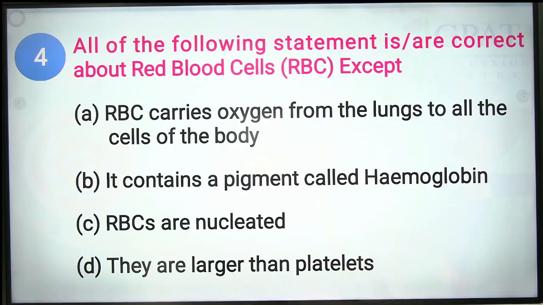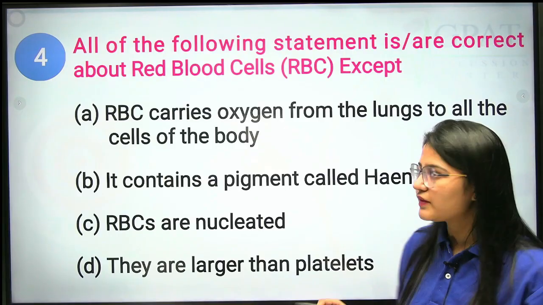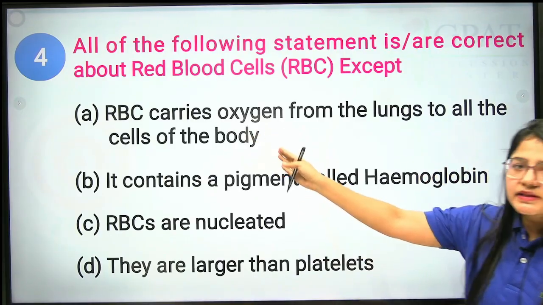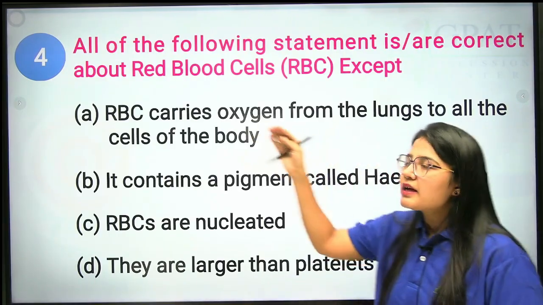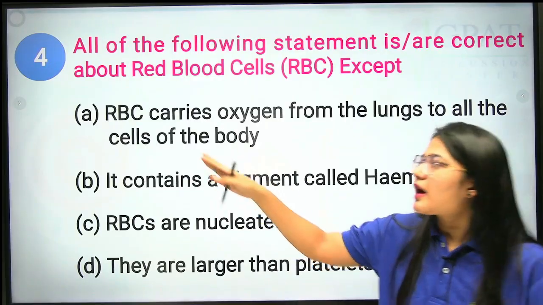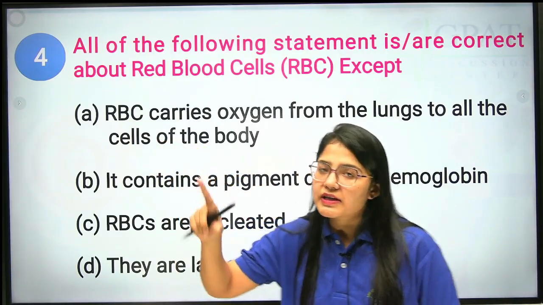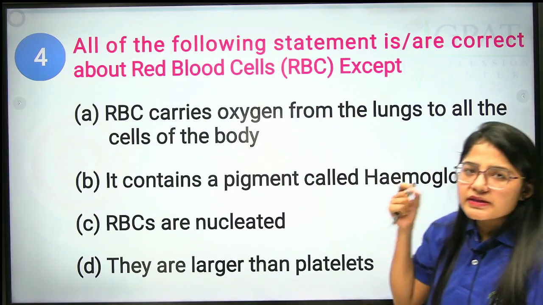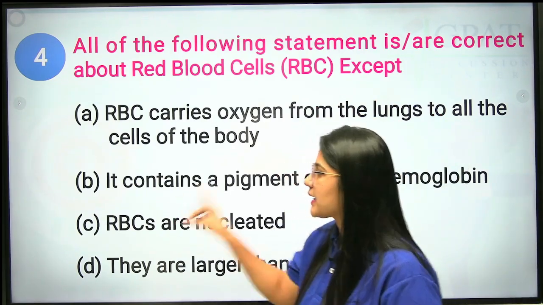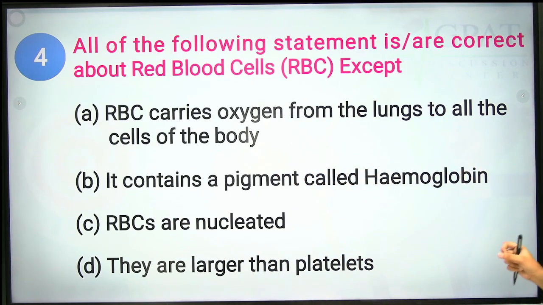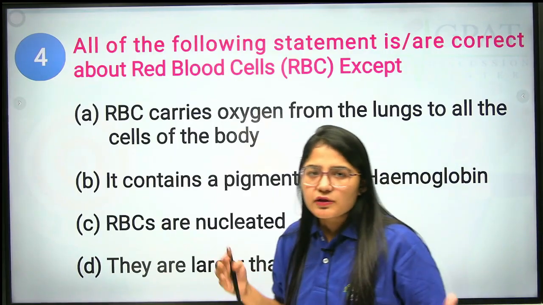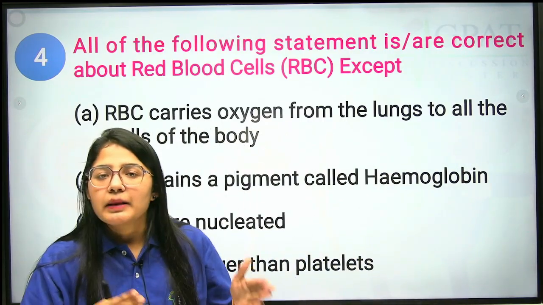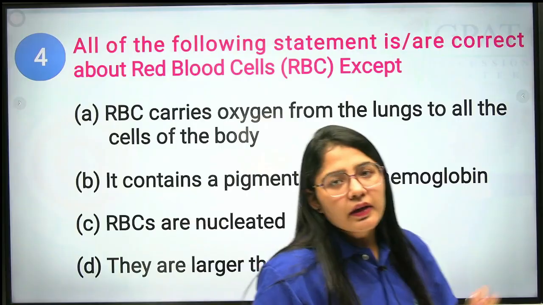RBC carries oxygen from the lungs to all the cells of the body. Yes, obviously it carries oxygen from the lungs, especially the hemoglobin present in your RBCs is responsible for the transportation of oxygen from your lungs to the different cells of your body. Second option, it contains a pigment called hemoglobin. Yes, it is also a type of protein and it imparts red color to your blood cells.